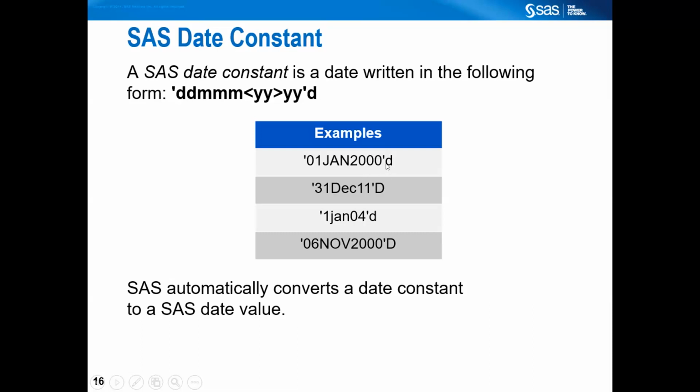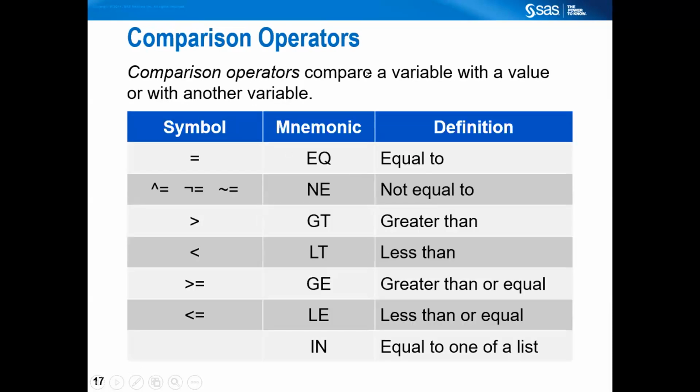You write this D constant either in small case or uppercase, both are equivalent. So this D will convert calendar days into number of days, and then it will subset your data. So this is the comparison operator. You have symbols, or you use the mnemonic operators.